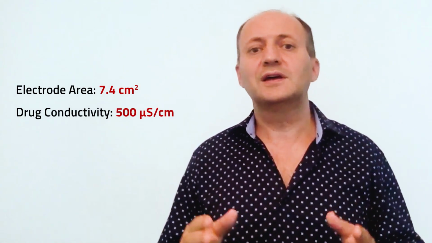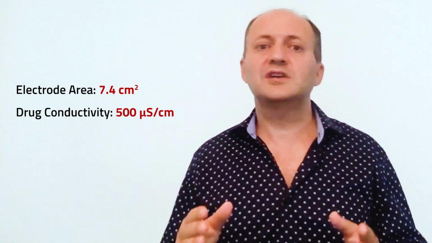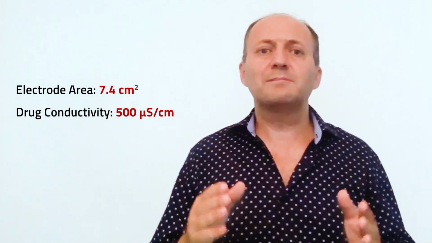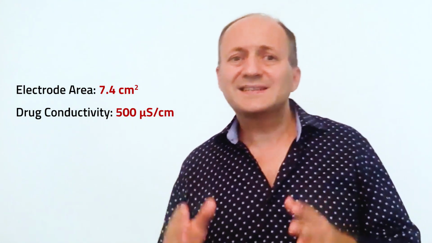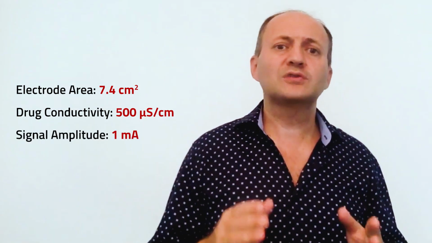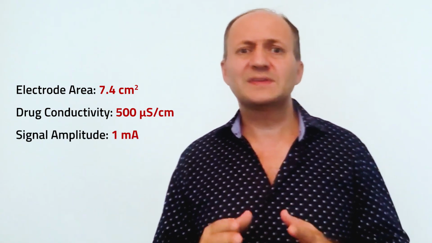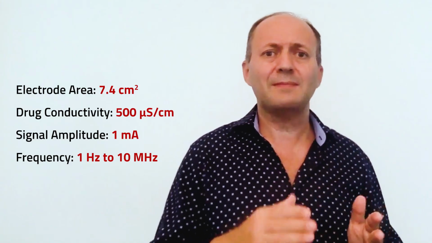A commercial drug with a conductivity of 500 Siemens per centimeter was injected by incremental steps of 400 microliters, and a sinusoidal current of 1 milliampere was applied to the electrodes. The voltage drop was measured in the frequency range from 1 Hz to 10 MHz. The impedance spectrum was measured before the injection set and after each injection level.